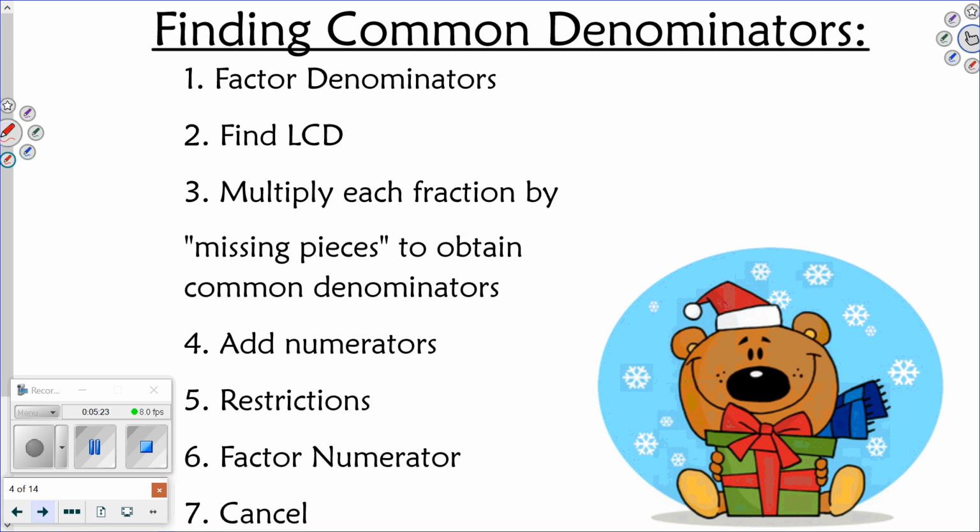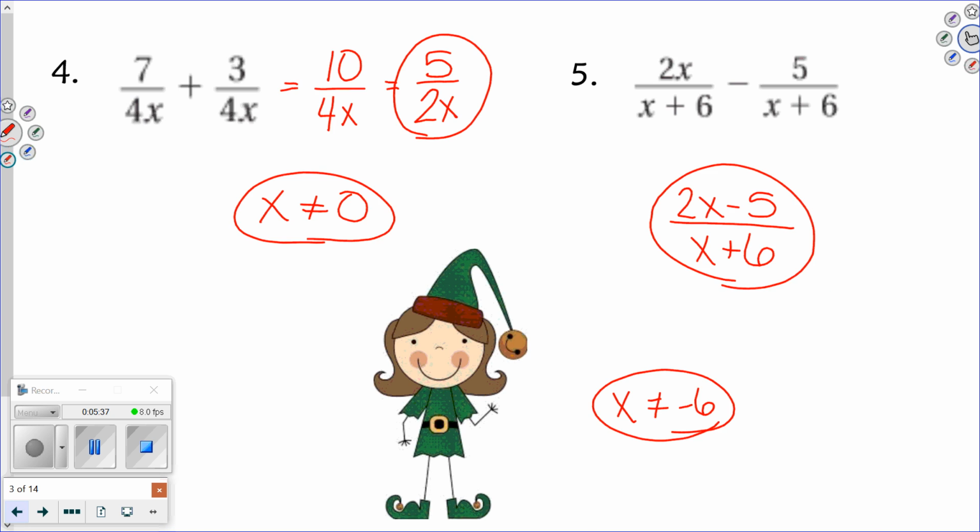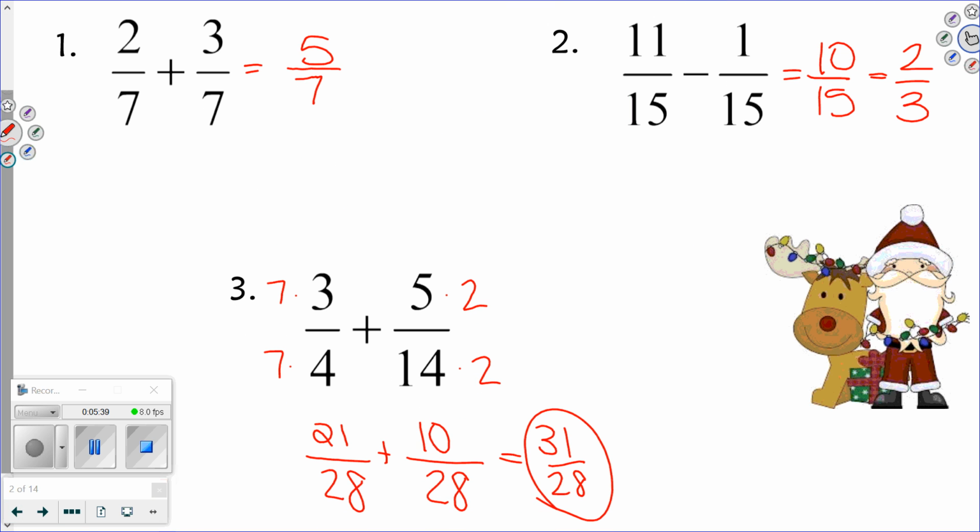But keep in mind, can I make them smaller? No. It has to be at least that big, if not bigger. Okay? Then you will multiply each fraction by the missing piece to obtain a common denominator. So what I mean by that missing piece is like here. What did you multiply 4 to get 28? Well, you multiplied it by 7. 7 was the missing piece. It's what was not there. Whatever you do to the bottom, you also do to the top.